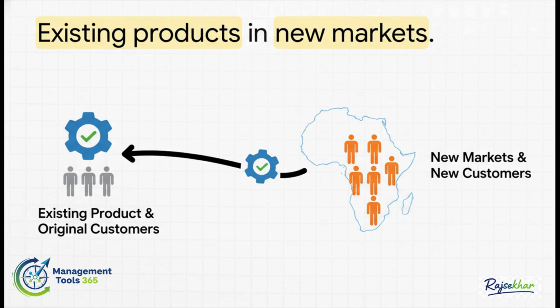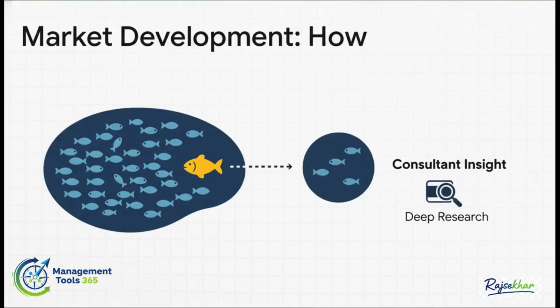Okay, strategy number 3 is market development. This is kind of the mirror image of the last one. Here, you're sticking with your proven, tried-and-true product, but you're going hunting for a completely new group of people to sell it to. So this could be expanding into a new city or a new country or maybe even a totally different demographic. It's like finding a new pond for your very successful fish.